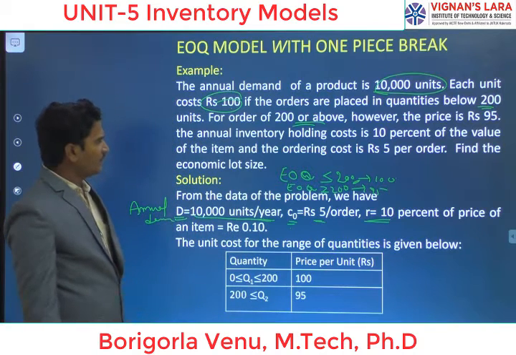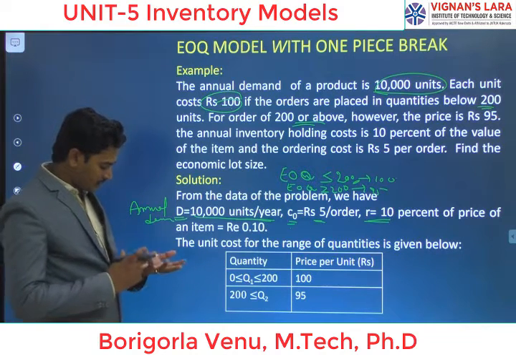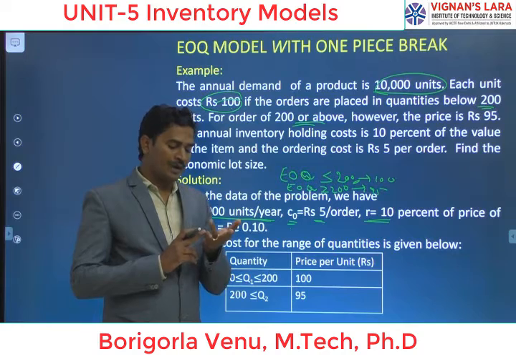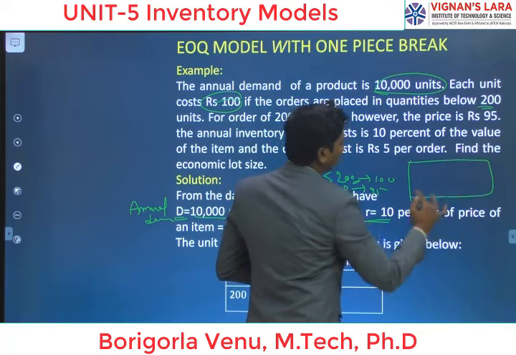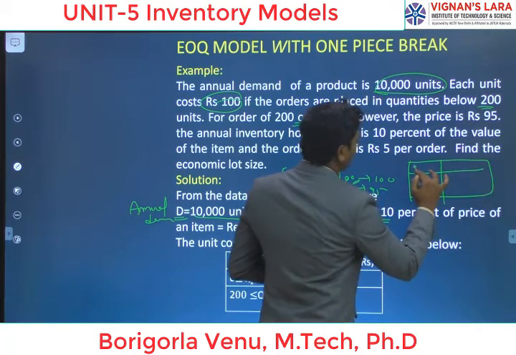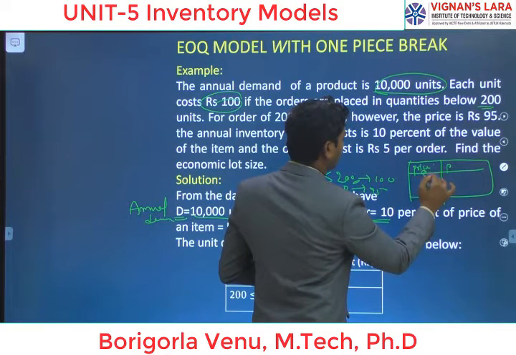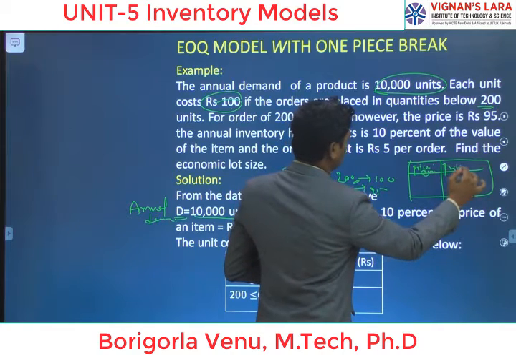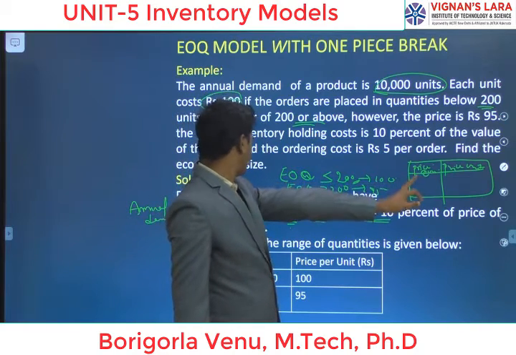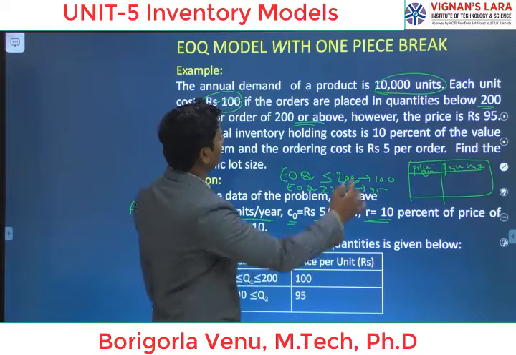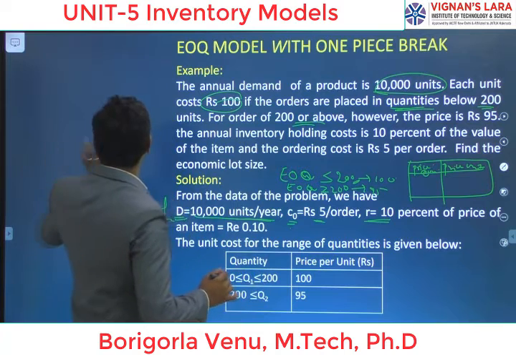Now we are going to calculate the economic lot size as per the problem. First of all, what we have to do? First of all we have to take the table, which we already discussed. In the table we take the price break quantity, and here the price per unit. The quantities here are below 200.